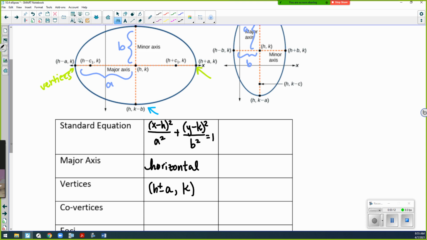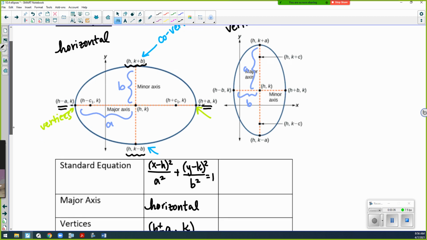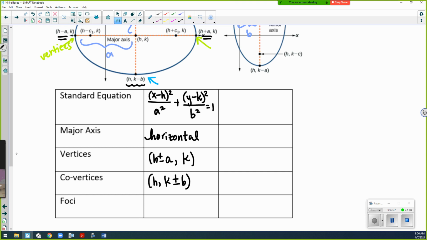So we're going to go from h and we're going to add a, and then we're going to subtract a, and that'll get us along this major axis. And then notice k doesn't change. Now your co-vertices, on the other hand, will be h comma k plus or minus b. And you can see that that's up here on the diagram as well. So we're going to go up or down a value of b, up or down from that y component of your center. And then the foci will be along the horizontal axis, so h plus or minus c comma k.